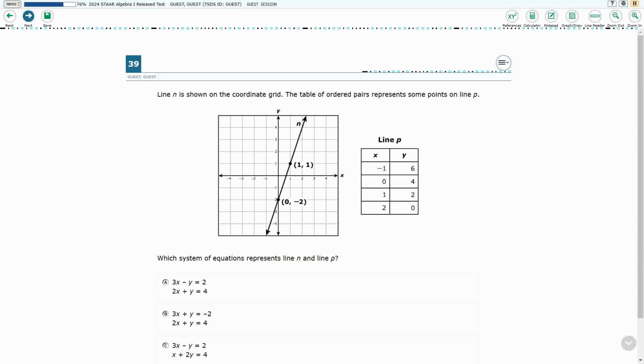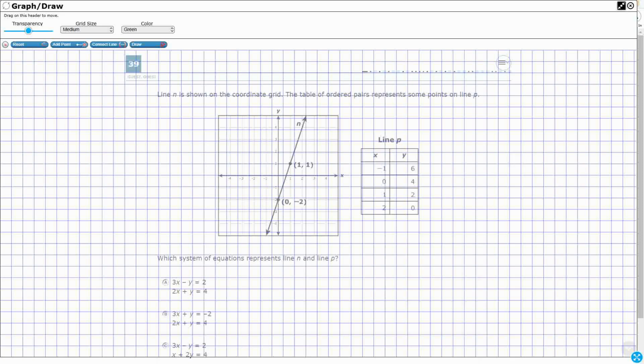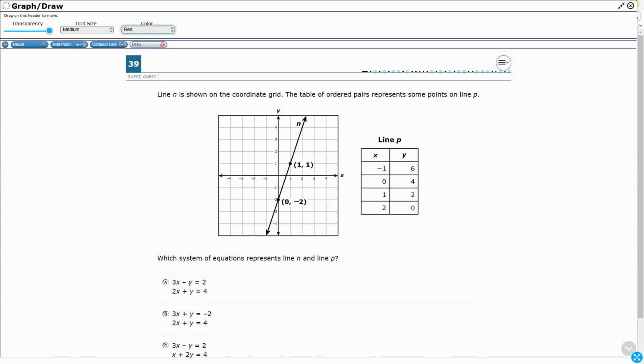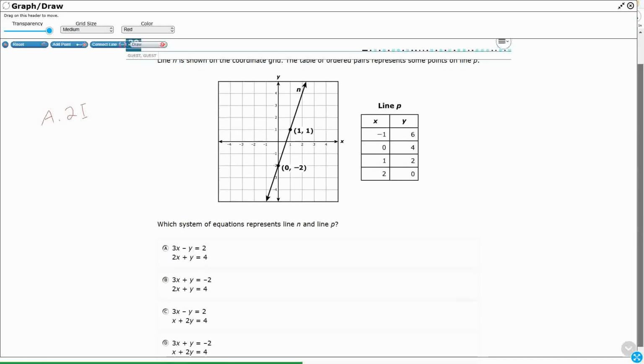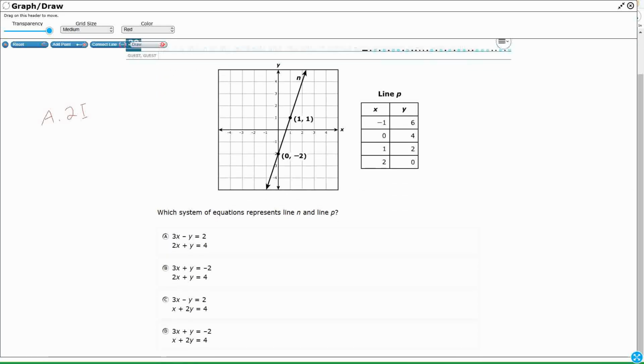For number 39, we are looking at standard 8.2i. We are writing systems of equations, and we're used to writing systems of equations, but you notice that we have a graph and we have a table. Typically, we're going to get 2 tables, we're going to get 2 graphs, or we might get a verbal description. But in this case, we've got to do one of each, and I don't know which one is which. And take a look. All of our answer choices here are in standard form.